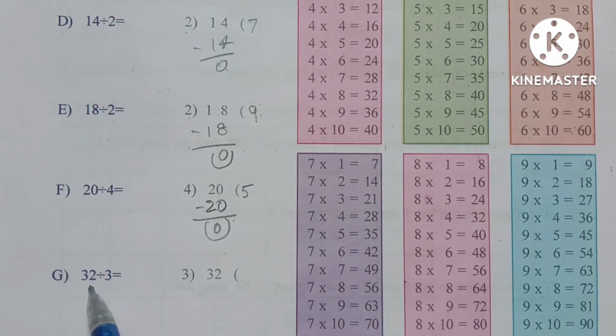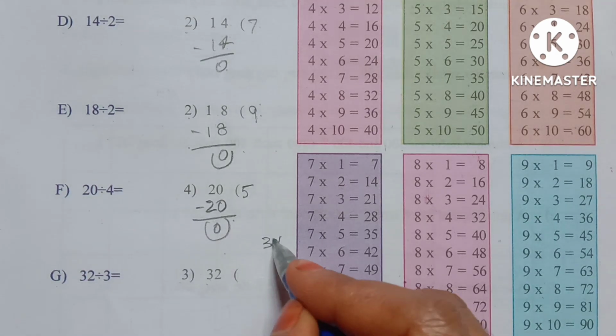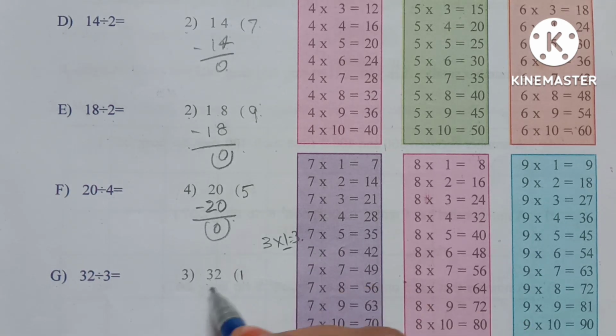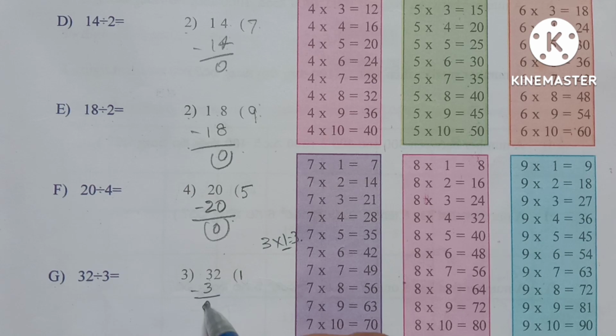Next G, 32 divided by 3. Here we should start with the highest place value number, that is 3. So observe the 3 table till we get the number 3. So 3 ones are 3. So we write 1 in the quotient's place and write 3 under 3. Then subtract 3 from 3, we get 0.